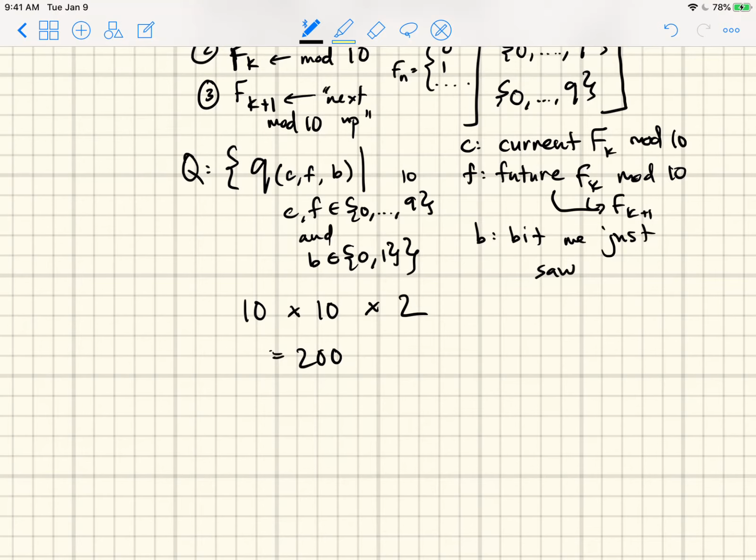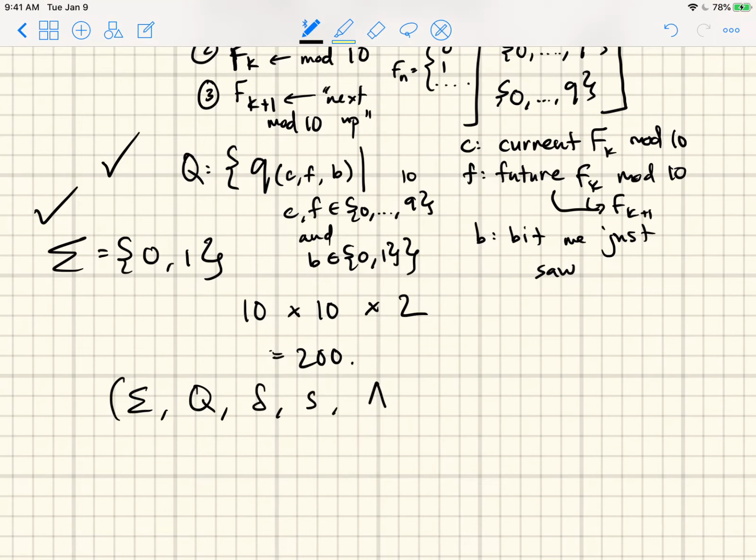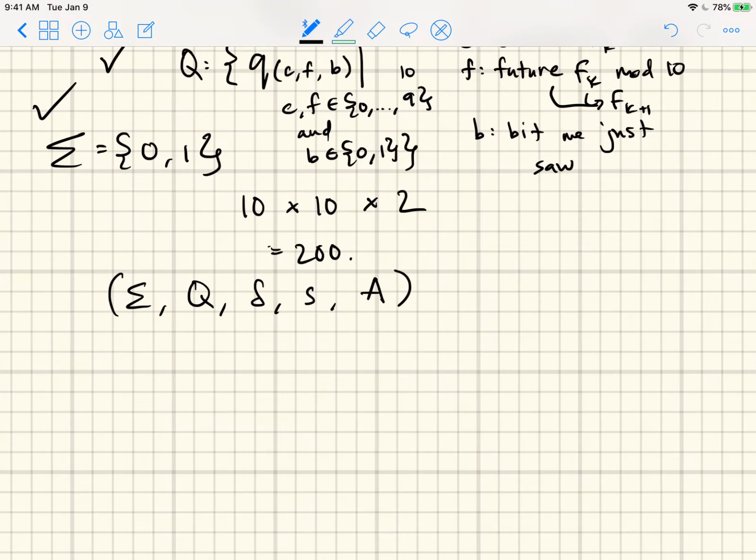I'm editing out this long string of silence that was there a couple minutes ago, and I got myself confused. Anyways, okay, great. So now we have one part of our DFA. We know that sigma is {0, 1}. That's great. And the other elements of the DFA tuple are delta, S, and A. So that's all we need to do now, because we got sigma, we got Q.